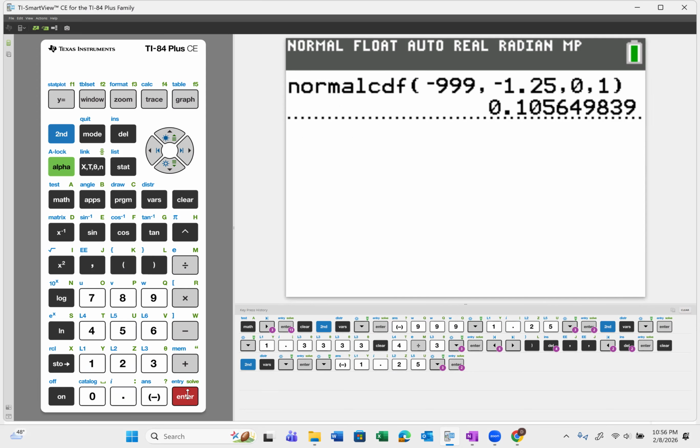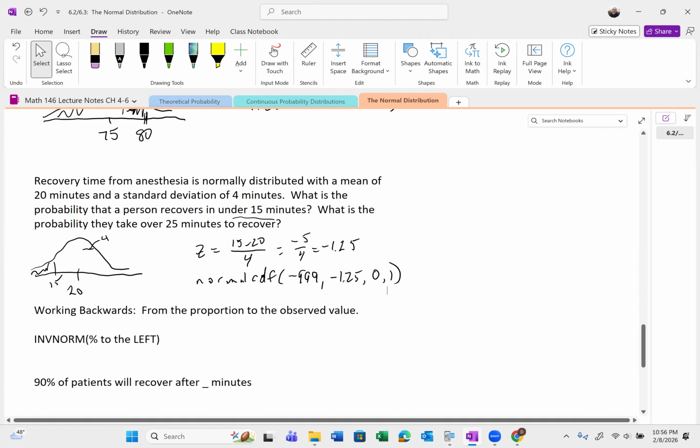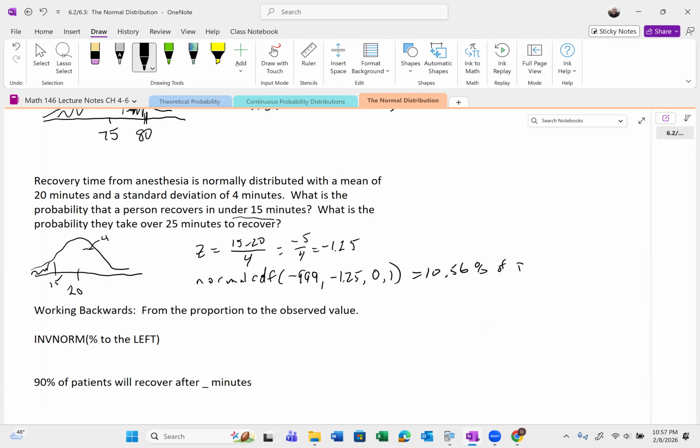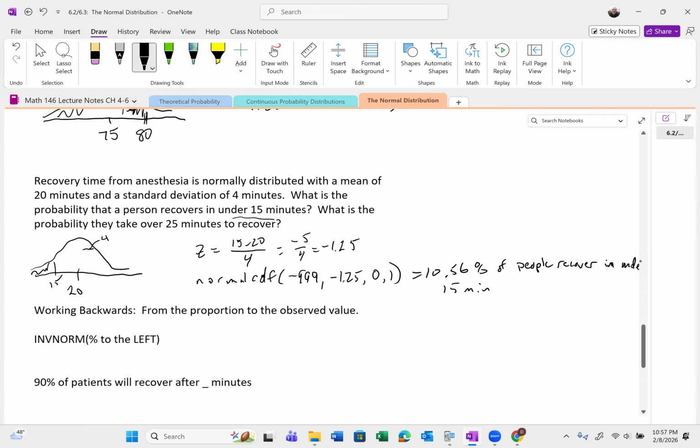There we are. We're getting 10.56 as our answer, 10.56%. So we're going to get 10.56 percent of people recover in under the 15 minutes.